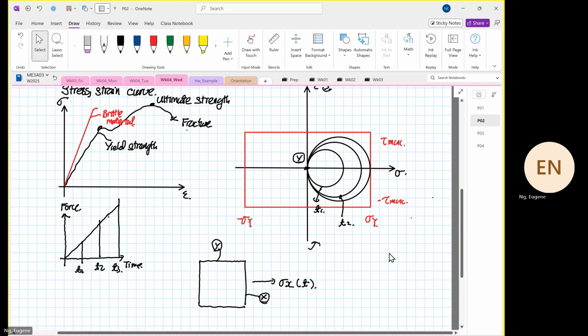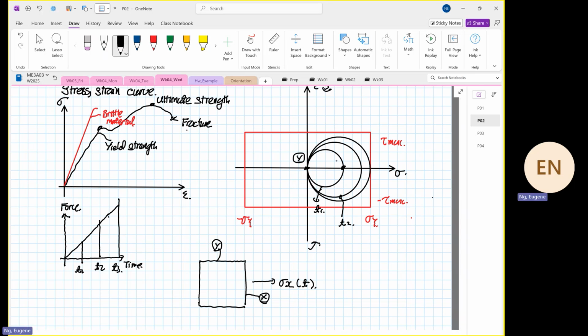Okay. So over here, this is our point X, and our point X keeps on growing. Now, when our point X touches the yield, for this case, we are focusing on a brittle material.